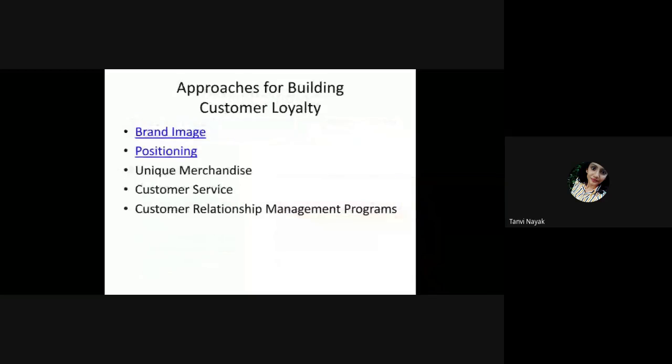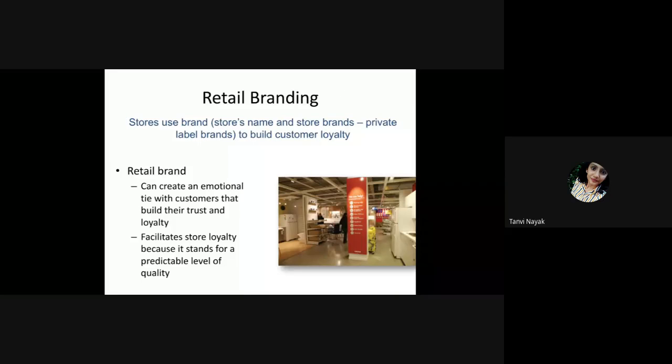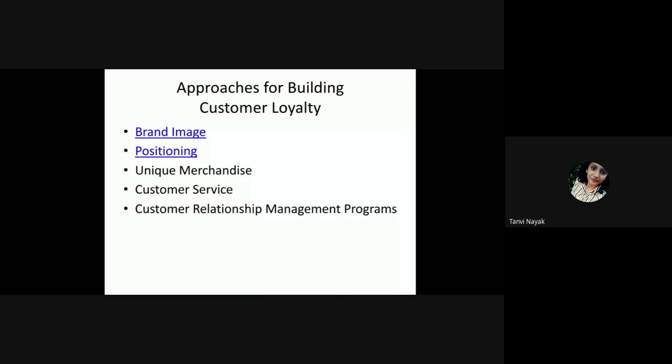Okay, fine. So the best example for this is, you go to Reliance Digital. They have their own brands like Reconnect or eConnect, with some electronic equipment. Then for these types of approaches we are going to use brand image or positioning, etc., in building customer loyalty.